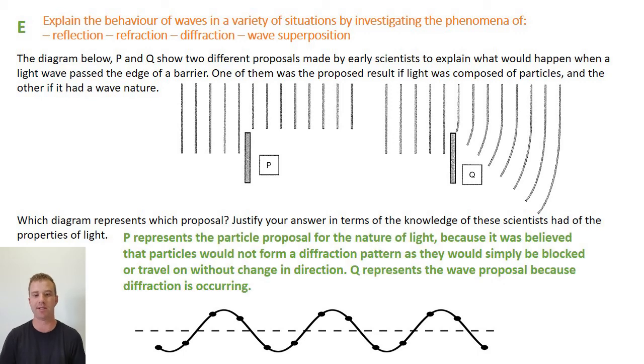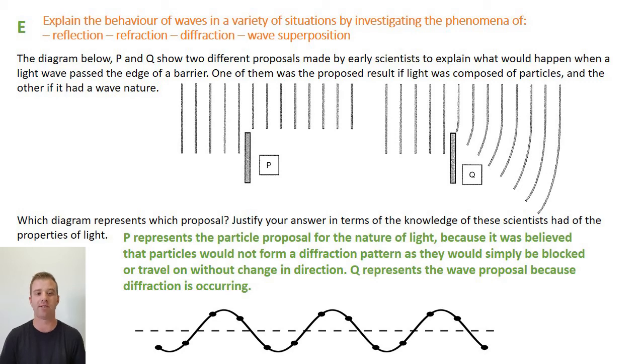So P represents the particle nature of light because it was believed that particles would not form diffraction patterns and would simply be blocked or travel on without a change in direction. And you can see that it doesn't diffract around the barrier. And Q represents the wave proposal because diffraction is occurring basically.